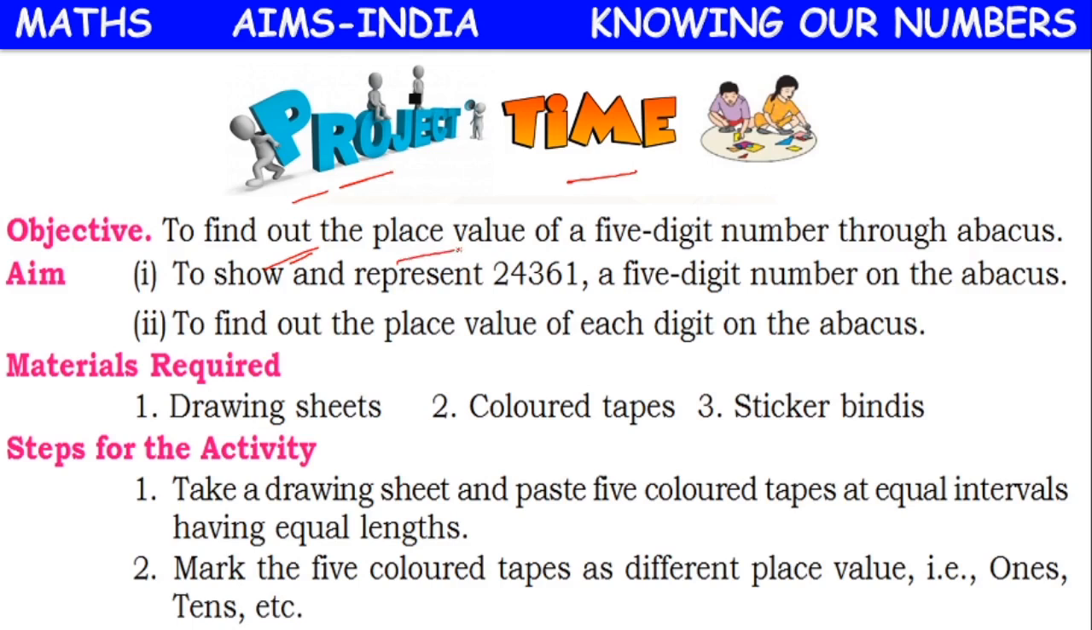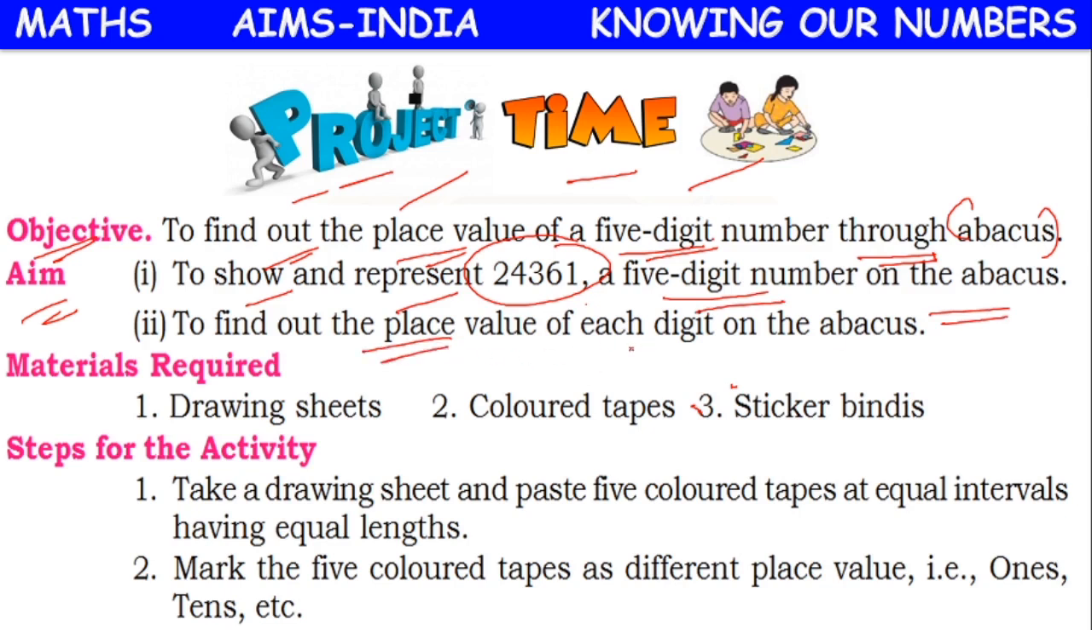To find out the place value of 5-digit number through abacus. So if you have abacus, then with abacus, we have to do the project work. So here our objective is to find the place value of 5-digit number. So what is our aim with that objective? To show and represent 24,361, a 5-digit number on abacus, to find out the place value of each digit on the abacus.